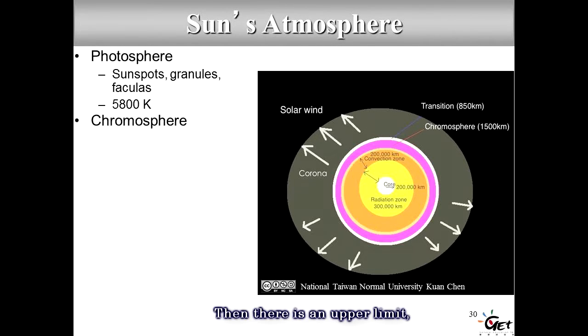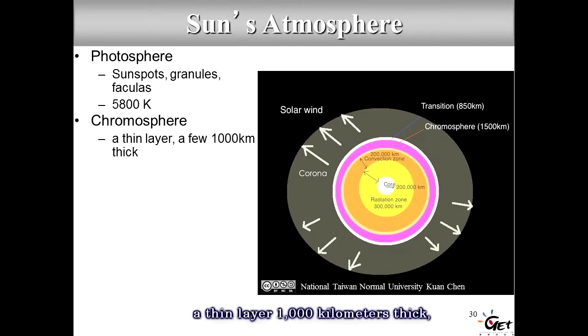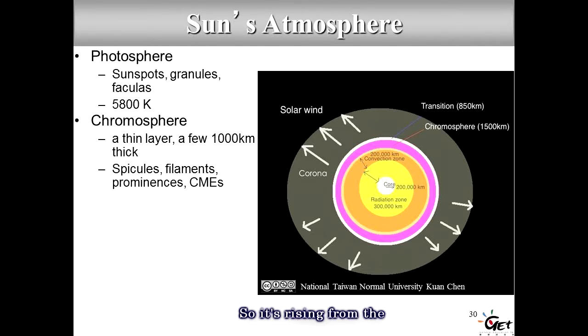Then there is an upper, thin layer, 1,000 kilometers thick, that we call the chromosphere. And the chromosphere is hotter than the photosphere. So what happens is that it's very hot inside, getting cooler and less dense up to the chromosphere, and then the temperature starts to rise again. These gases are far less dense than inside the sun, but far hotter, rising from 6,000 Kelvin at the surface to around 10,000 Kelvin at the upper limit.